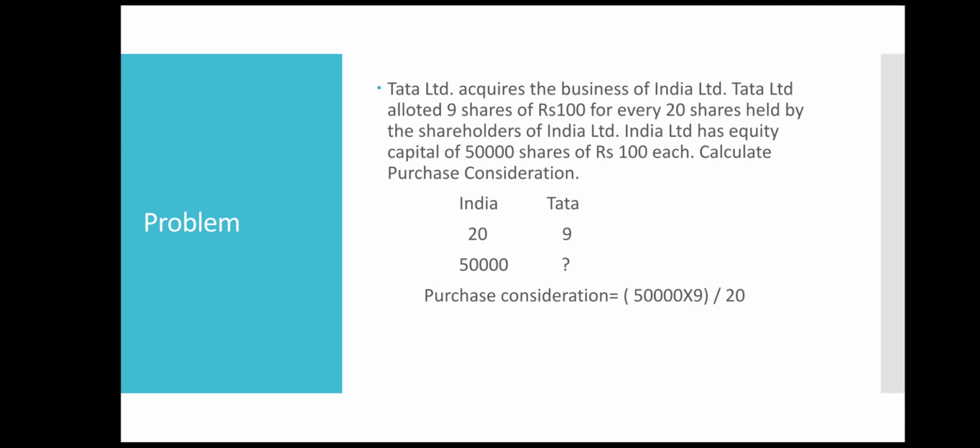The number of shares will be 22,500 shares, and the value of every share is 100. If you multiply 22,500 into 100, you will get the amount of purchase consideration, which is 22,50,000. Very simple calculation. You only have to understand the ratio. If you make any mistake in the ratio, you will get the wrong answer. So try to analyze the statement properly, so that you can easily understand the ratio of the two companies and solve the problem.